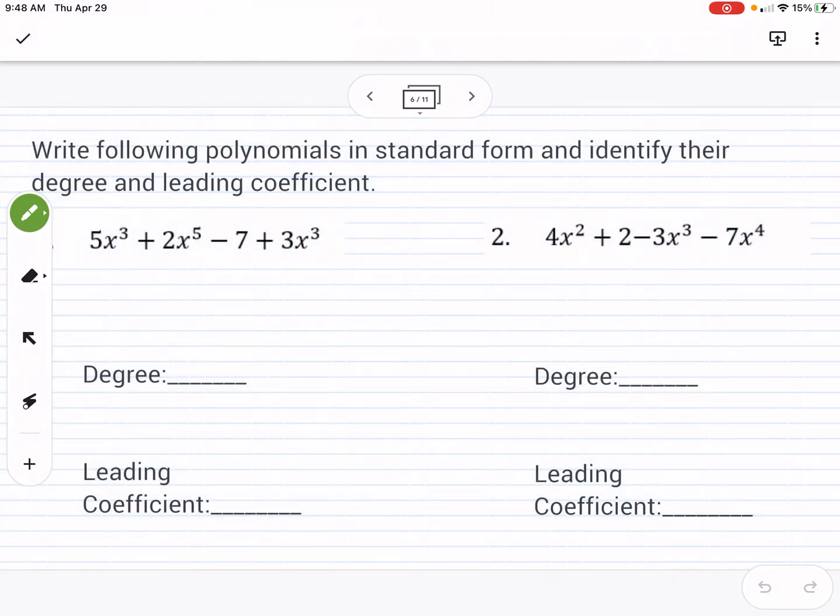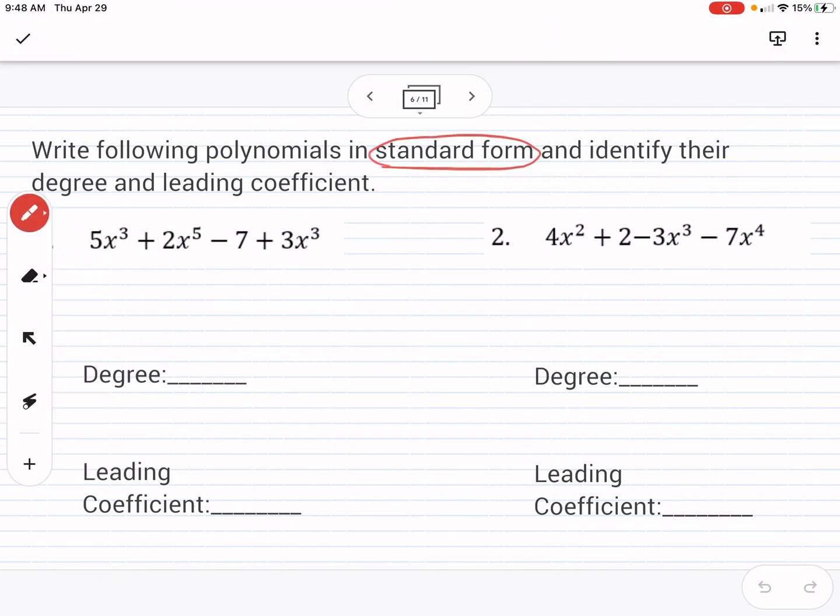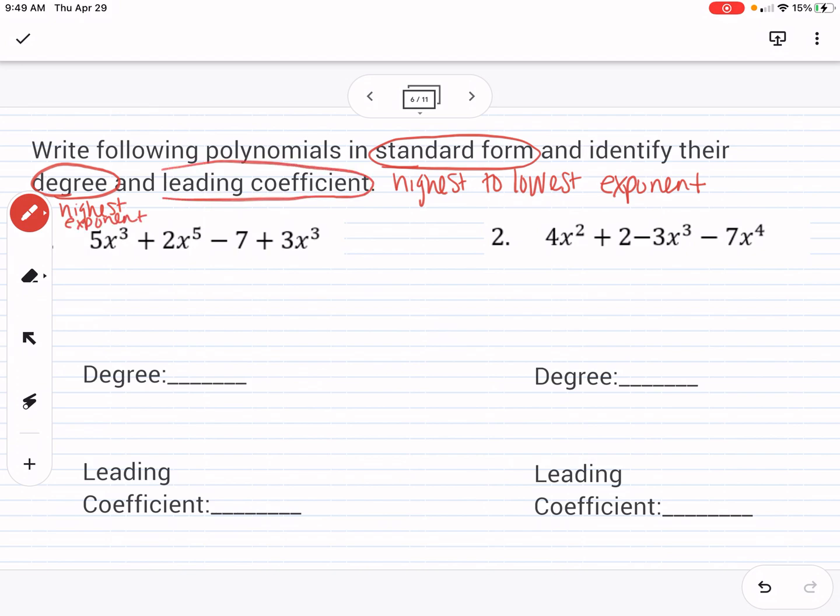And then something else that we covered in one of our topics was standard form, degree, and leading coefficient. Standard form means to organize from highest to lowest exponent. Degree is the highest exponent. And then leading coefficient is the number in front of the term with the highest exponent.